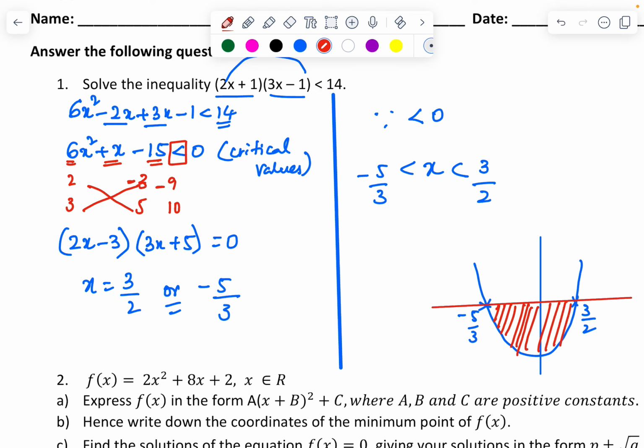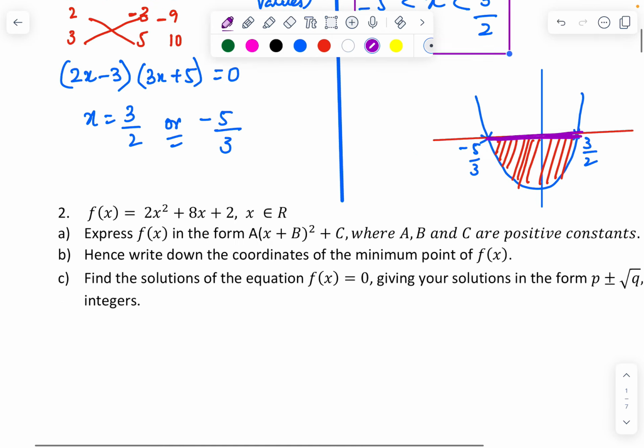So basically from here to here. That's why I wrote it in the range form. Is it okay, everyone? All right.